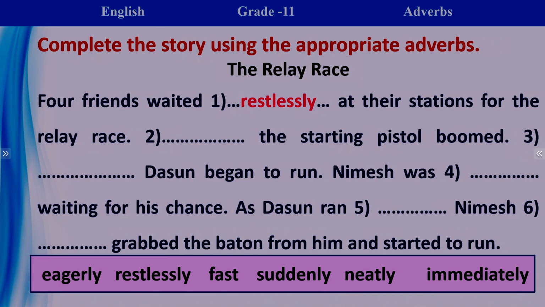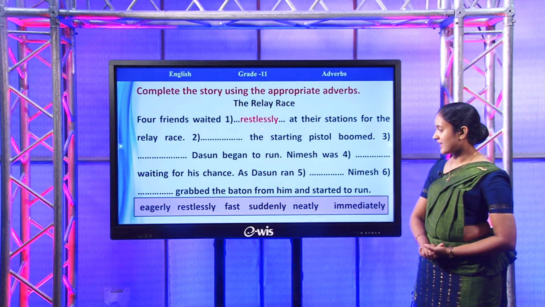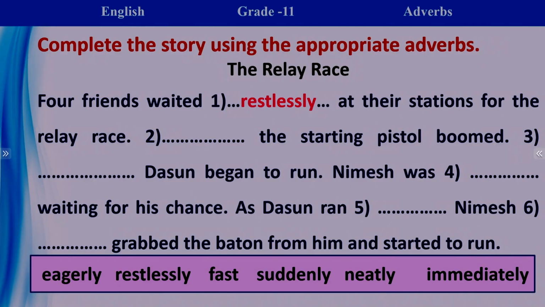At their stations for the relay race. Imagine a relay race in your sports meet. Yes. Blank, the starting pistol boomed. Blank, Dasun began to run. Nimesh was blank, waiting for his chance. As Dasun ran, blank, Nimesh blank grabbed the baton from him and started to run.